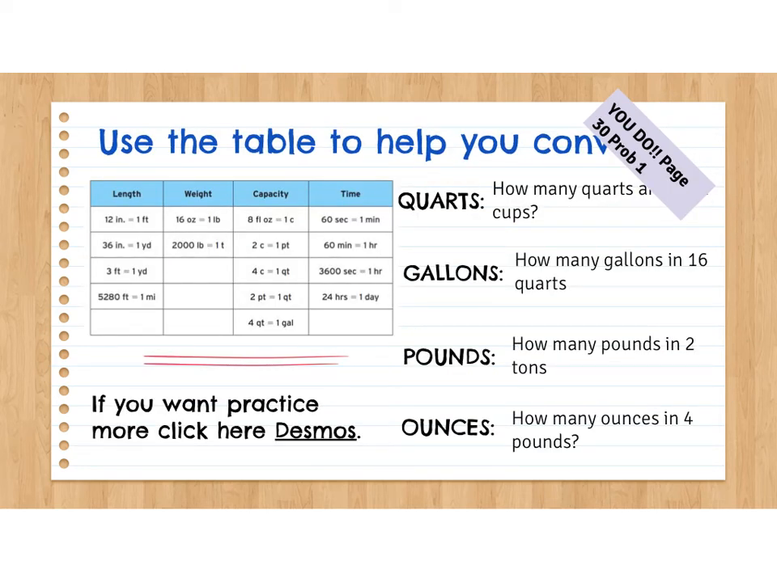Okay, this is a problem that you'll do in your textbook. It's page 30, problem number 1. You can use your math chart that's also, I believe, on the page before that. And you can see the questions are pretty simple. How many quarts are in 12 cups? How many gallons in 16 quarts? How many pounds in 2 tons? And how many ounces in 4 pounds? So this is page 30, problem number 1, that you'll complete in your textbook.